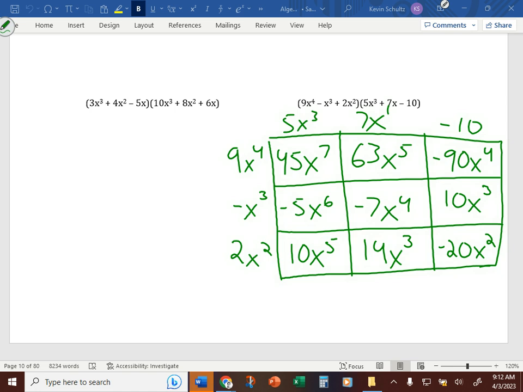Now, what can we combine? Anything that can combine with our 45x to the seventh? No. And I'm starting way over here because this answer is going to be long. How many terms with the power of 6 do we have? Just one. Negative 5x to the sixth. So this is by itself.